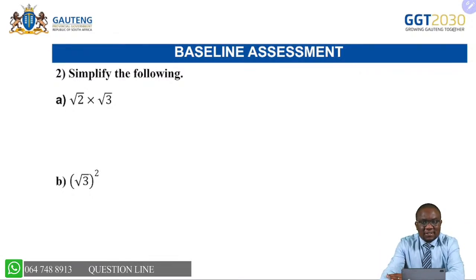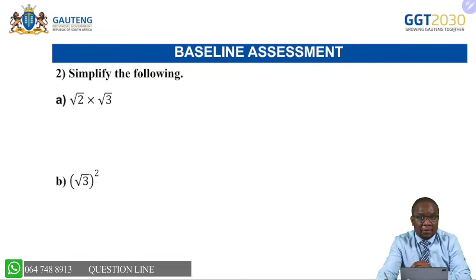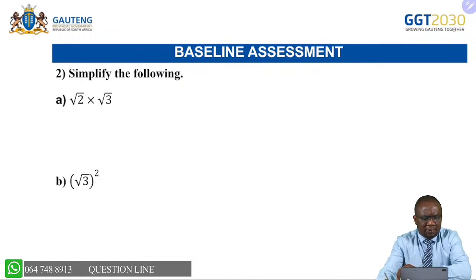Welcome back, grade 10s. Are you done? Remember our WhatsApp line 064 748 8913. And remember to do your corrections, grade 10s. You can do your corrections using a pencil. You don't need to write, just correct with pencil and then we move on. As I give you the answers, just correct with your pencil there.